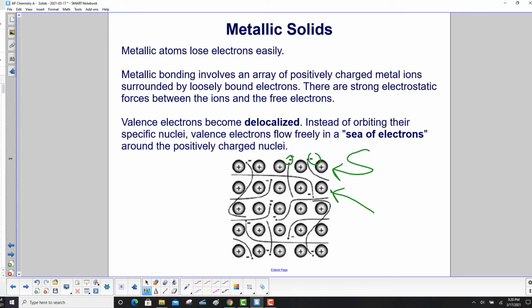Valence electrons become delocalized. That means instead of orbiting their specific nuclei, valence electrons flow freely in a sea of electrons around the positively charged nuclei. And that's what's being shown here where we have the lines. This is showing the electron movement in between the various metallic ions.